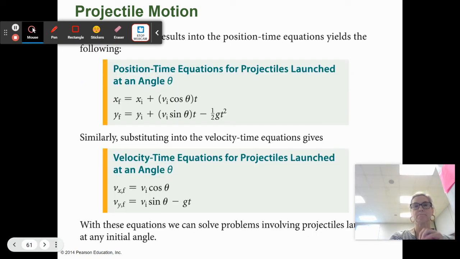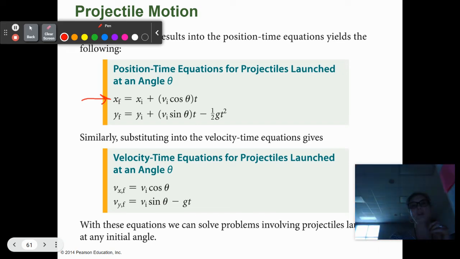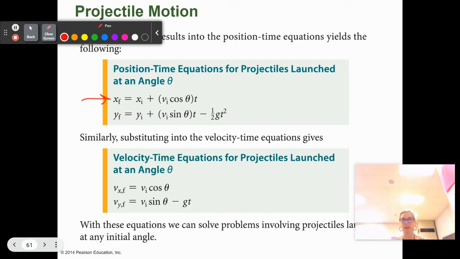All right. So here are those equations for when a projectile is launched at an angle. So again, we're not just dropping straight, we're launching it. So xf, the final position in the x direction, is the initial position in the x direction plus the initial velocity times the cosine of theta times the time. And the final y position is equal to the initial y position plus the initial velocity times the sine of theta times time minus 1/2 gt squared.